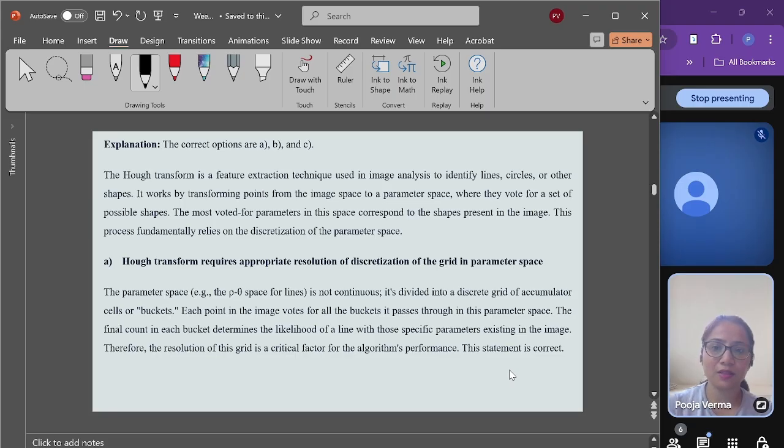So option A is Hough transform requires appropriate resolution of discretization of the grid in parameter space. In the parameter space, for example the rho-theta space for lines, it is not continuous. It's divided into a discrete grid of accumulator cells, also called buckets. Each point in the image votes for all the buckets it passes through in this parameter space, and the final count in each bucket determines the likelihood of a line with those specific parameters existing in the image.